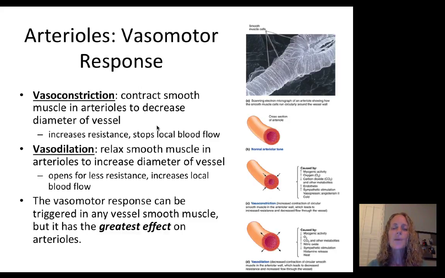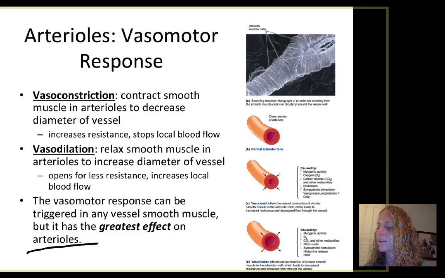I'm emphasizing local here because when we get to blood pressure, we're going to talk about the difference between local regulation of blood pressure and blood flow and systemic regulation of blood pressure and blood flow, and they're quite different, so keep that in mind. This vasomotor response can be triggered in any smooth muscle, but it has the greatest effect on the arterioles.